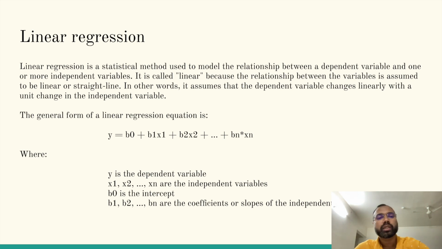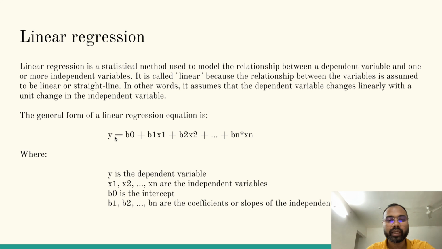Linear regression is a statistical method used to model the relationship between dependent and independent variables. Like I said, it is called linear because the relationship between the variables is assumed to be linear, or a straight line. What this means is that, as you can see here, all the x's are considered as features. This is how a linear regression equation looks, or how it is represented, where y is the dependent variable and x1, x2, up to xn are the independent variables, as I have mentioned here also.